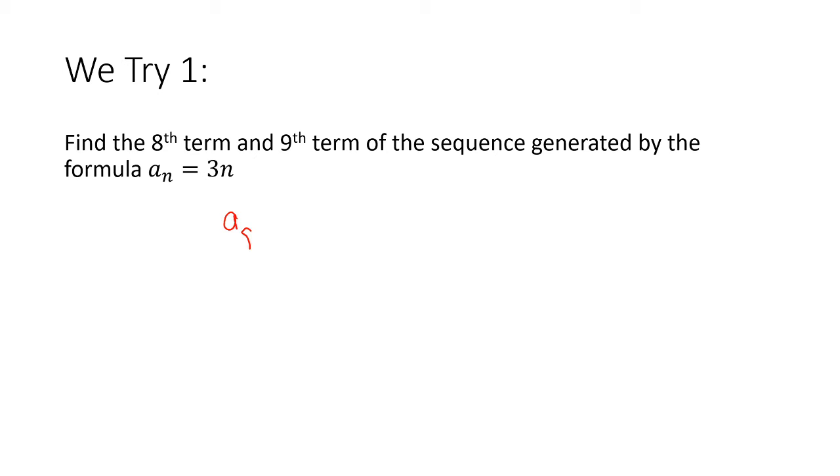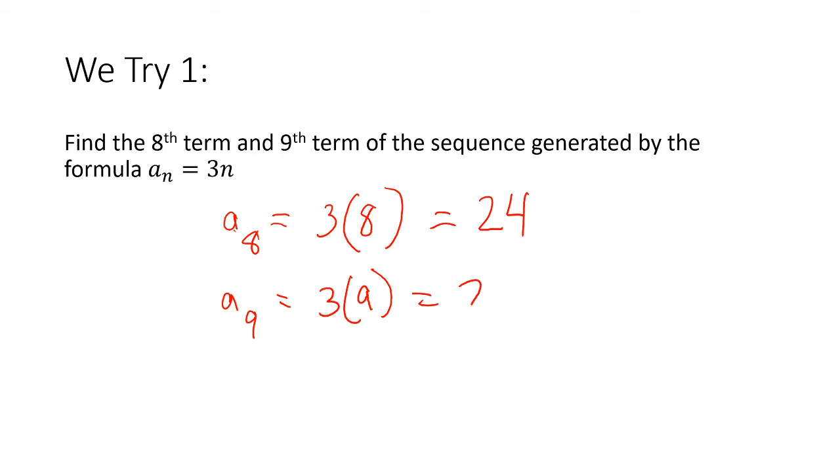So the 8th term of the sequence, I would write a subscript 8. And that's going to be 3 times 8. 3 times 8 is 24. So that's going to tell me that the 8th term of the sequence is 24. Let's find the 9th term. A sub 9 is going to be 3 times 9, which is 27. So the 8th and the 9th term of the sequence are 24 and 27.